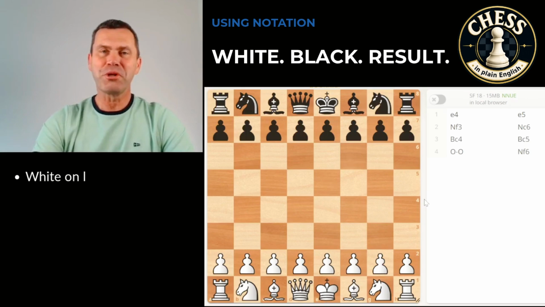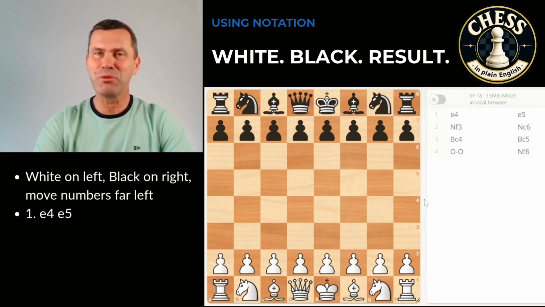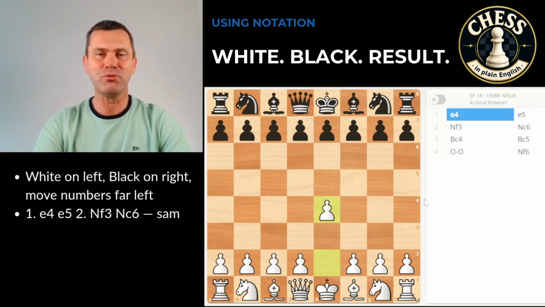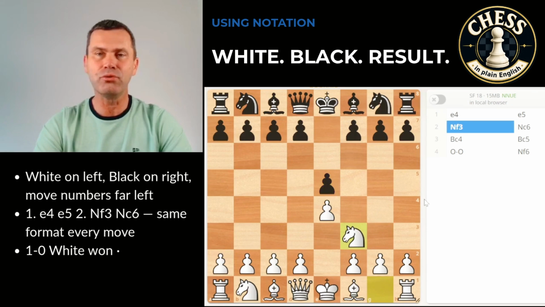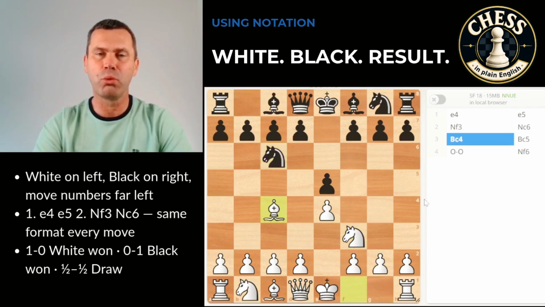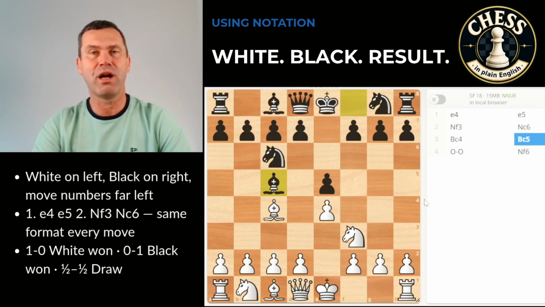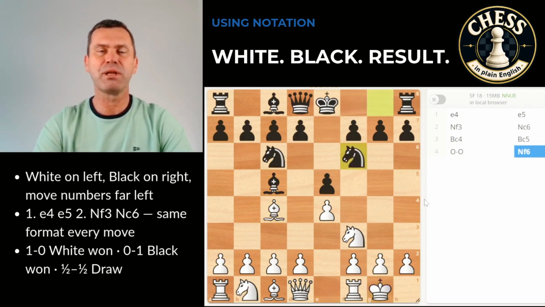The score sheet records moves in 3 columns. The first one is move number, second one is white's moves, third one is black's moves. How it looks? First move, e4 from white, e5 from black. Second move, knight to f3 from white, knight to c6 from black. Third move, bishop to c4 from white, bishop to c5 from black. Fourth move, white castles, black plays knight to f6.